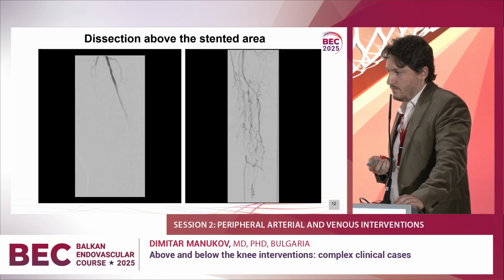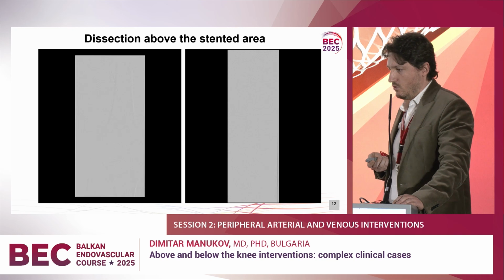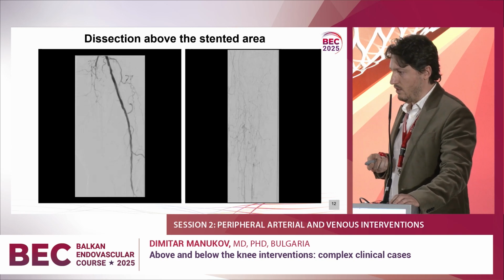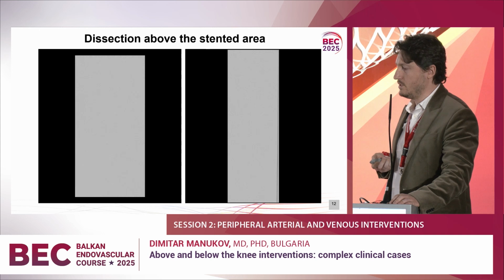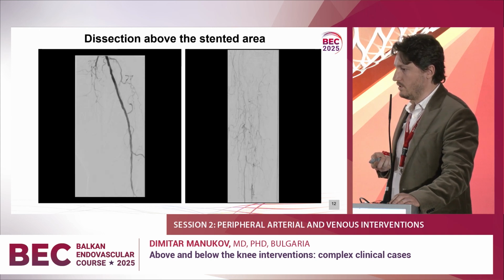What we had was some mild dissection just proximal to the stent, but without flow limitation. We had some improvement, of course, of the outflow. We can better see the tibial vessels now. We saw the occlusion of the anterior and the peroneal.